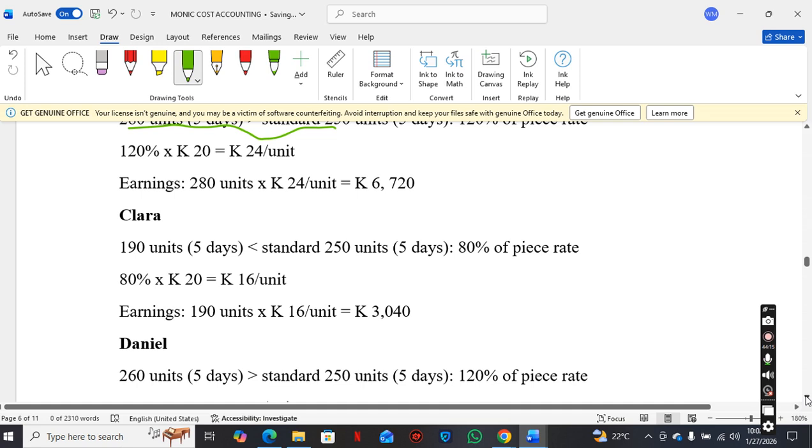Clara produced 190 units. She went below standard. So she's getting 80% of the piece rate. So 80% of 20 kwacha, 16 kwacha per unit. 16 times 190 units, you get 3,040 kwacha.